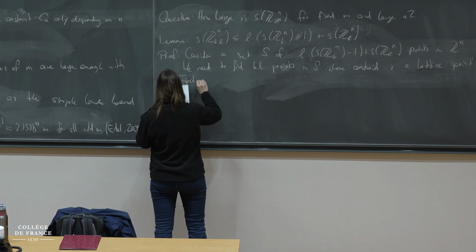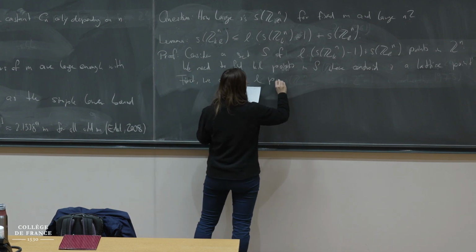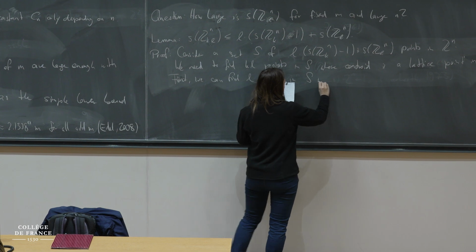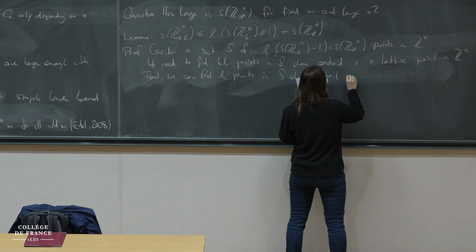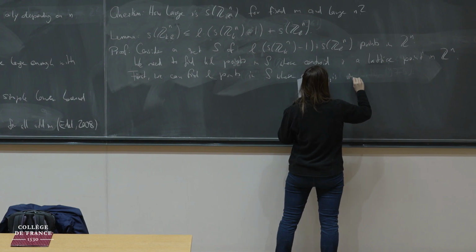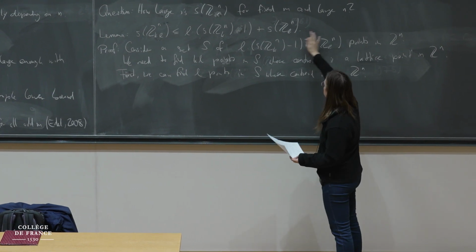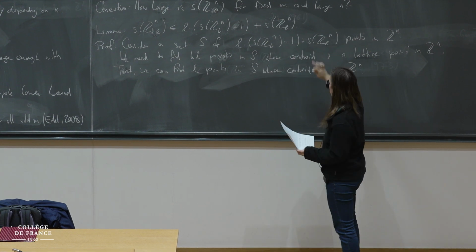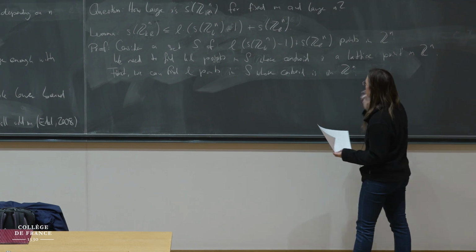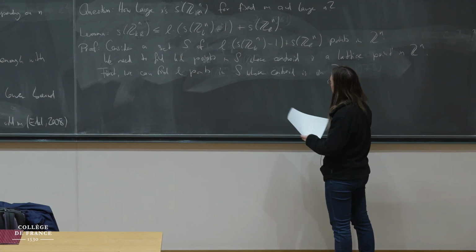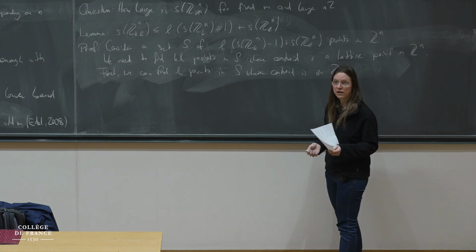First, we can find L points in S whose centroid is in Z to the n. So in our set S, just using that it's at least that many points, we are definitely, by the definition of this, able to find L points whose centroid, so that the centroid of these L points is in Z to the n. So after we've done this, we still have a lot of points left in S.